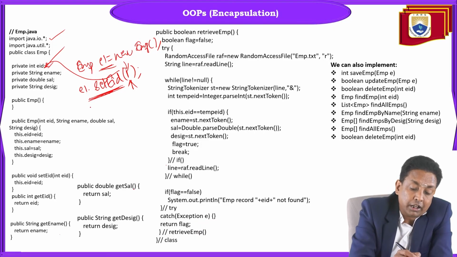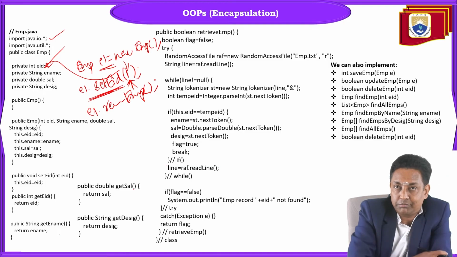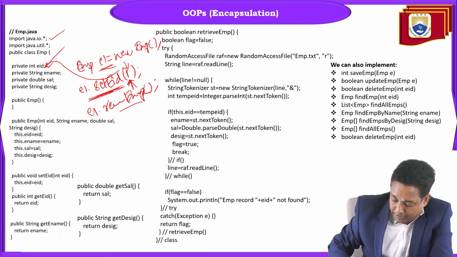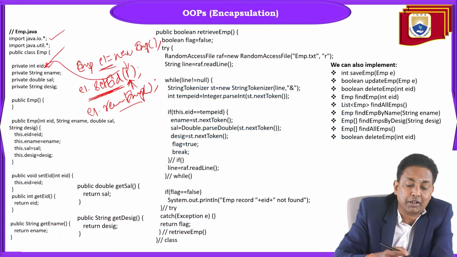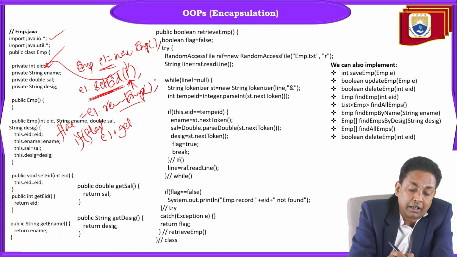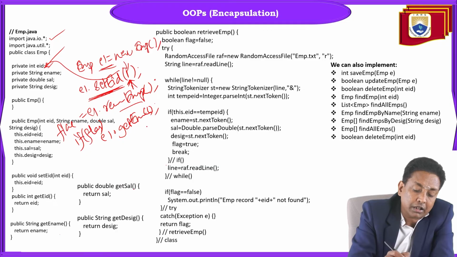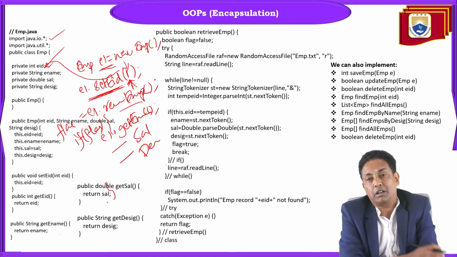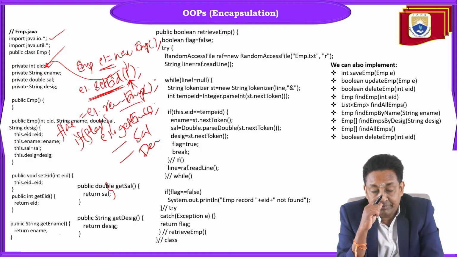See here, E1 dot client will call the retrieve employee method, and he passes the employee ID which our employee is searching for. That method will go and read the data from the database text file. The result we take into the flag variable. If the flag is true, that means the record is found, so we call E1 dot get employee name, get salary, get designation. The remaining getter methods will be called only if the record is found. If the record is not found, we simply exit and don't call the getter methods.